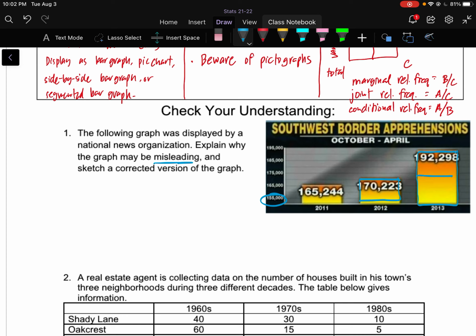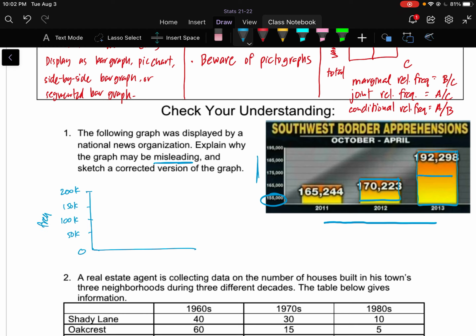Anyways, let's draw a corrected version of the graph. To correct this, all we need to do is start at 0. Something else I noticed is that there's no label here, and there's no label over here. So we'll add some labels to the graph as well. Start at 0, that's the most important thing. And just to make it easy, we'll say 200,000. So that's going to be 100,000, 150,000, and 50,000. This is just going to be a rough graph.